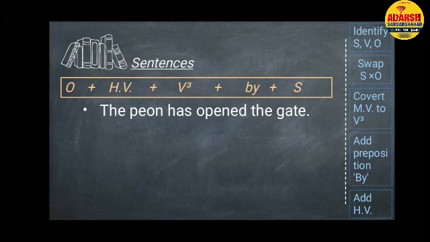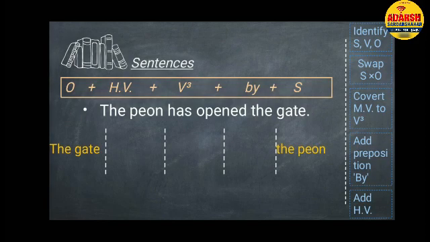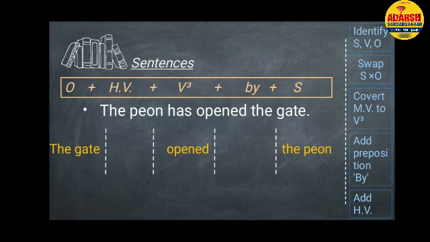According to our second step, let us exchange the position of subject and object. So here we put our object, which is the gate, in the place of our subject, and our subject, the peon, in the place of our object. And thus we have done our second step. Now third is convert main verb to verb's third form. Here our main verb is opened, so it is already in its past participle form, so it's the same here, opened.